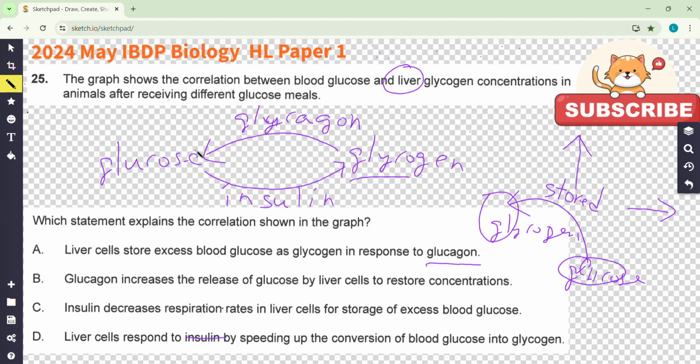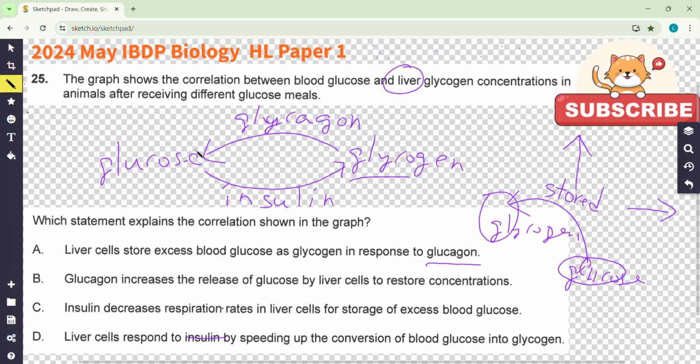So by this model, ABCD, which three must be wrong and which one is correct? Take a look. Think about it. Maybe you can pause the video. Thank you. Come back. Okay.